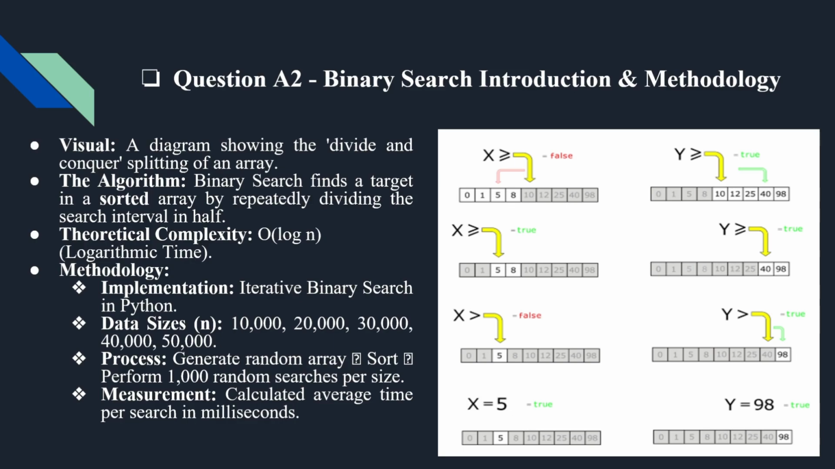To test this empirically, we wrote a Python script that generates random integer arrays of increasing size, ranging from 10,000 to 50,000 elements. Crucially, we ran 1,000 searches for every dataset size to average out any system noise and get a precise time measurement. Now my fellow teammate Shihab will continue.